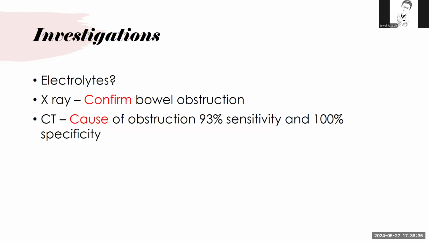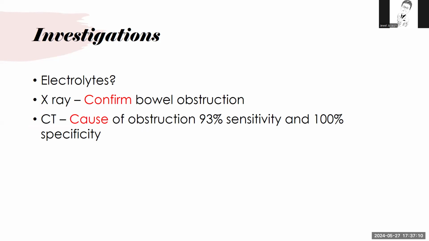The basic investigation that we routinely do is X-ray. There will be this typical air fluid level. There is also the 3-6-9 rule for distension: 3 centimeters for the small bowel, 6 centimeters for the large bowel, and 9 centimeters for the cecum. If it is more than that, it can indicate intestinal obstruction. That is one thing that we can think of.